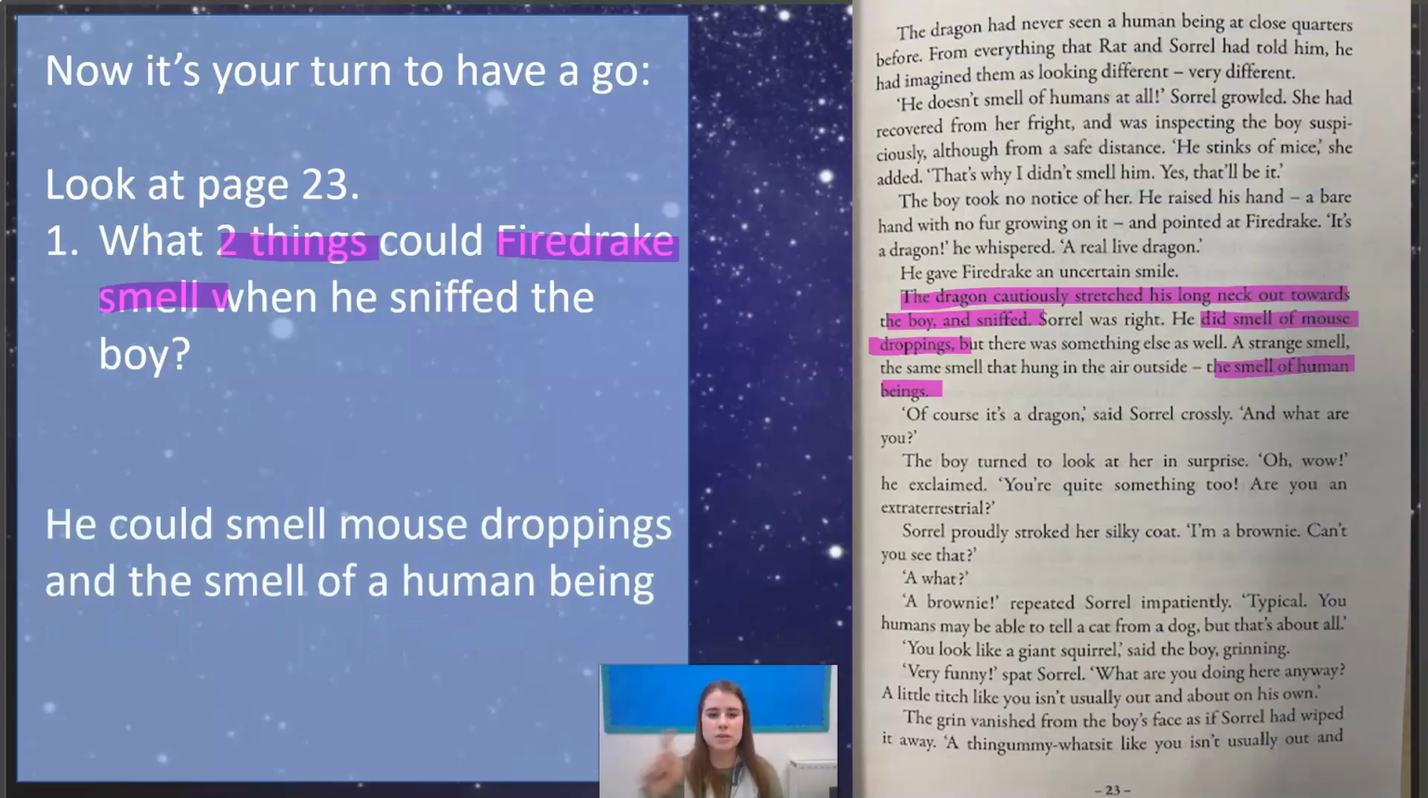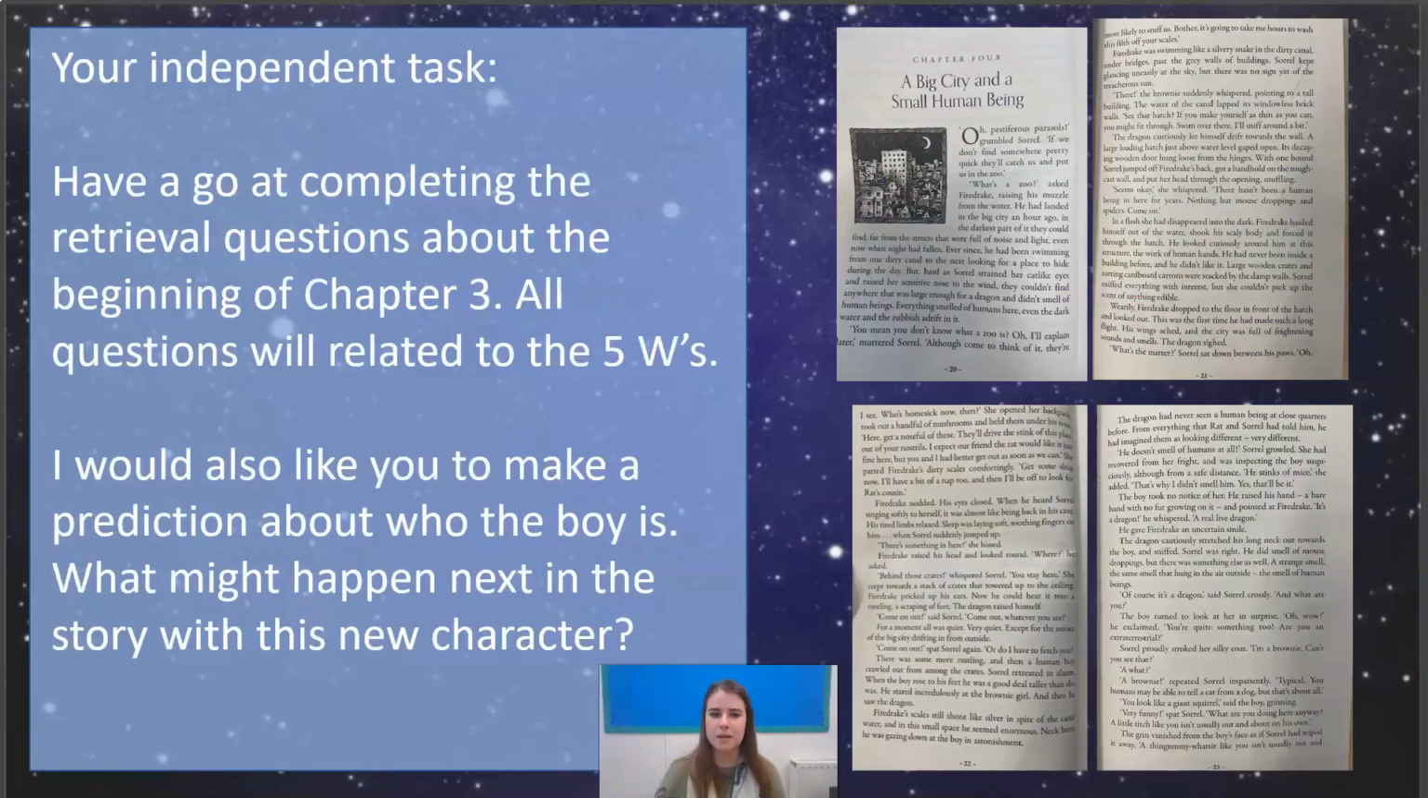Okay, so if you see there, before I wrote my answer, I went back to double check what my question wanted me to look for, and double checked I had my evidence before I wrote my answer. Okay. Now, your task is to have a go at completing some of these types of retrieval questions as well. Now usually the 5 W's are the easier questions to be able to answer. Now all of these questions are going to be related to the 4 pages that we've looked at.